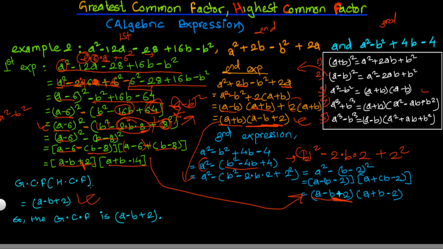Let me see if I have anything in common. This is not in common everywhere. This is not in all of the three, and this is not. So this much will be my GCF, or greatest common factor. So the GCF is a minus b plus 2.